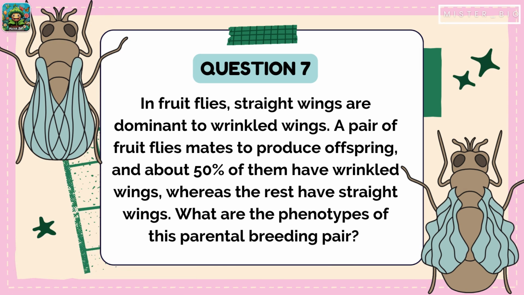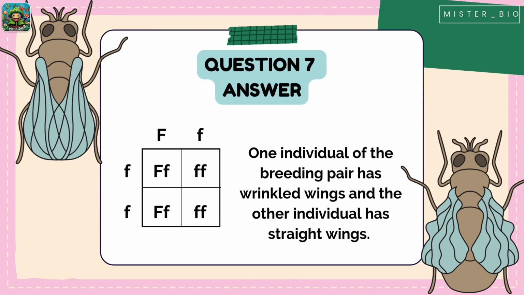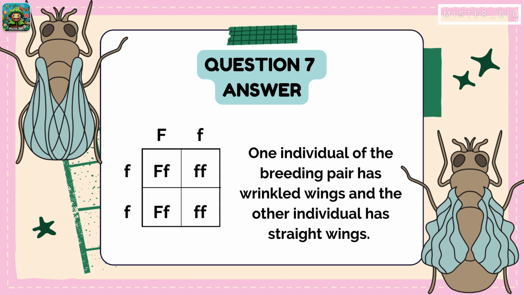And for our final question, question number 7. In fruit flies, straight wings are dominant to wrinkled wings. A pair of fruit flies mate to produce offspring, and about 50% of them have wrinkled wings, whereas the rest have straight wings. What are the phenotypes of this parental breeding pair? And to answer that question, one individual of the breeding pair has wrinkled wings and the other individual has straight wings. And of course, that is based on the result of the test cross using the Punnett square.